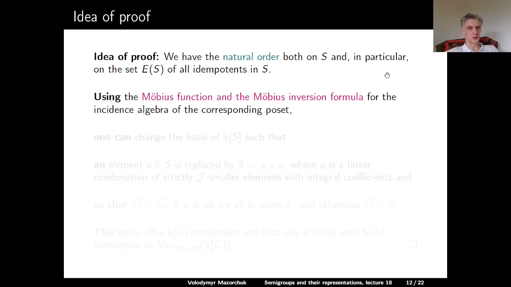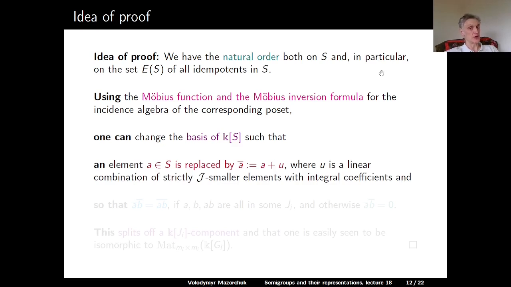And since we have this natural order, we can use the Möbius function and the Möbius inversion formula for the incidence algebra of the corresponding poset and change the basis of the semigroup algebra in such a way that an element a of our semigroup in the new basis gets replaced by a linear combination, a overlined, which starts with a and then adds to it a certain linear combination of strictly J-smaller elements with some integral coefficients, so that the multiplication in the new basis becomes very funny.